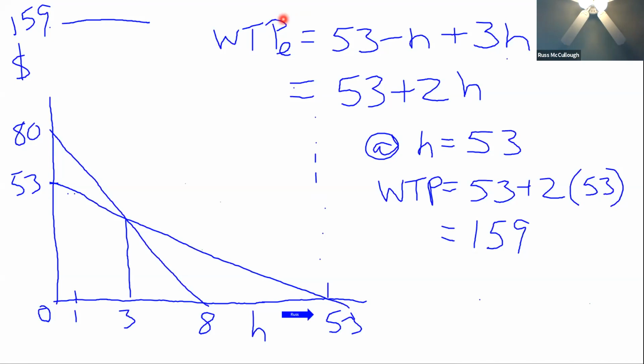Now, what is it at different levels? Where would we graph maybe another point? What was it at 3 floors? We were indifferent before. So if we look at our willingness to pay function, 53 plus 2h, what is the vertical intercept? It's not 59, Daniel, if you just posted that, unless that was your answer to something else.